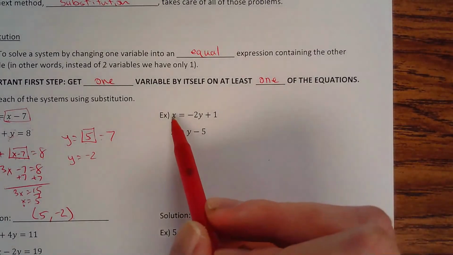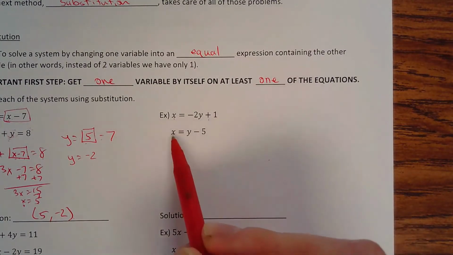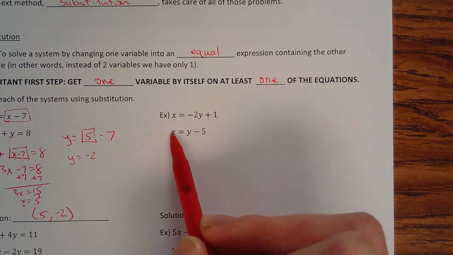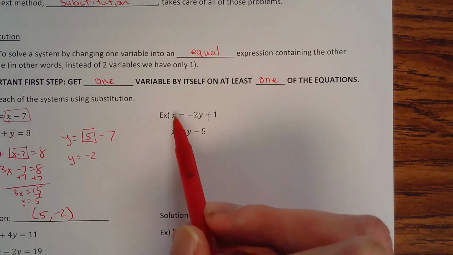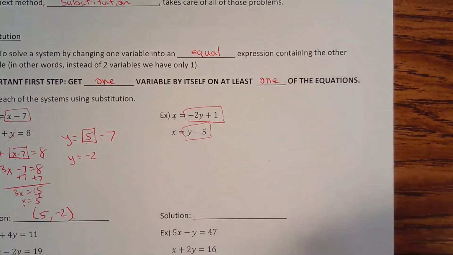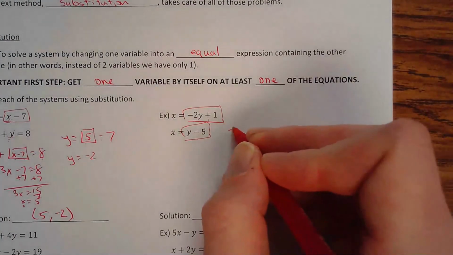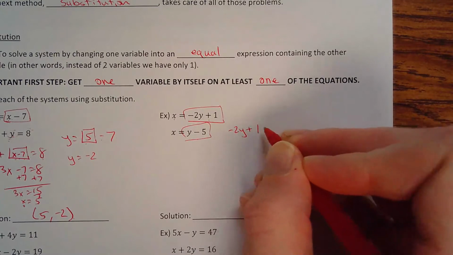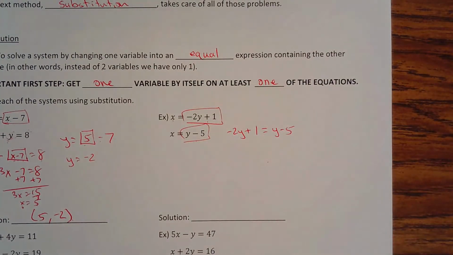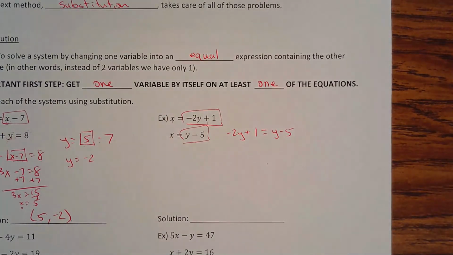Here I've got x equals this and x equals that. Because in the system, x always equals x. X is the same thing. So if these both equal this, that means this expression and that expression must equal this. They both equal x, they must equal each other. So -2y plus 1 equals y minus 5. Notice one variable here. I can solve that.